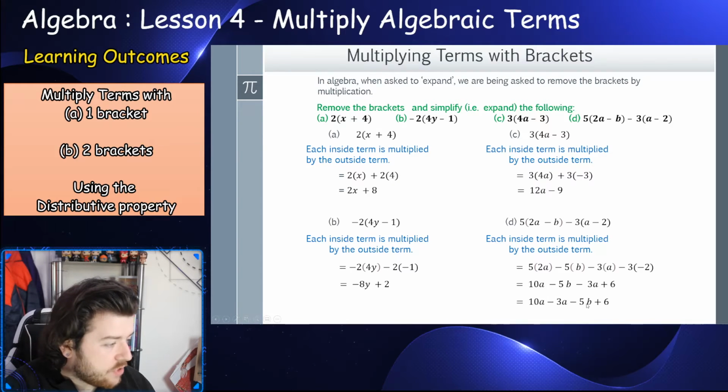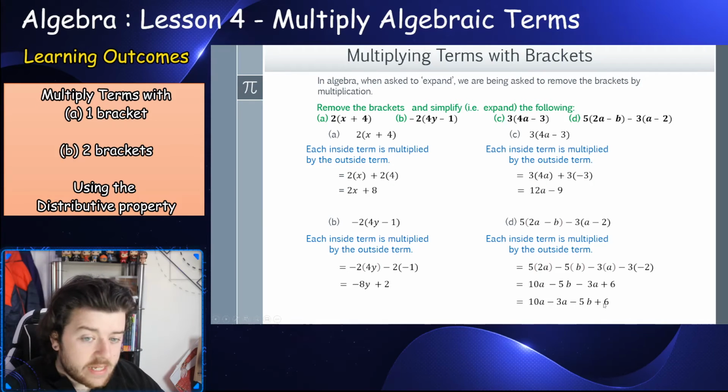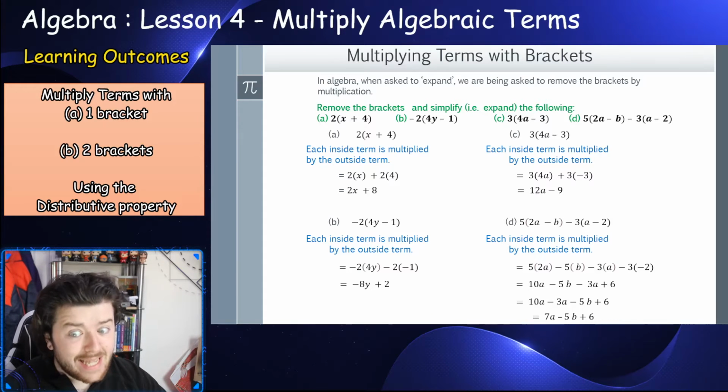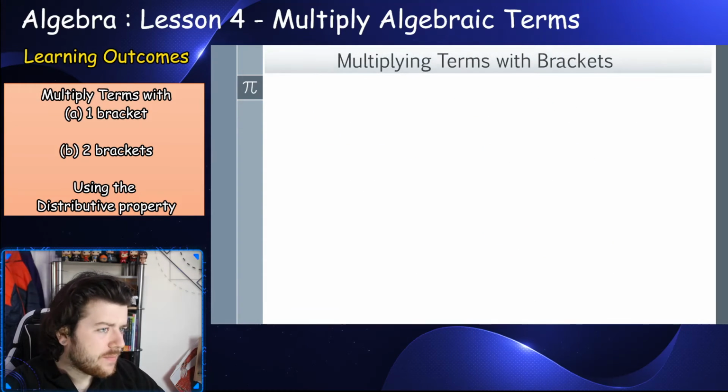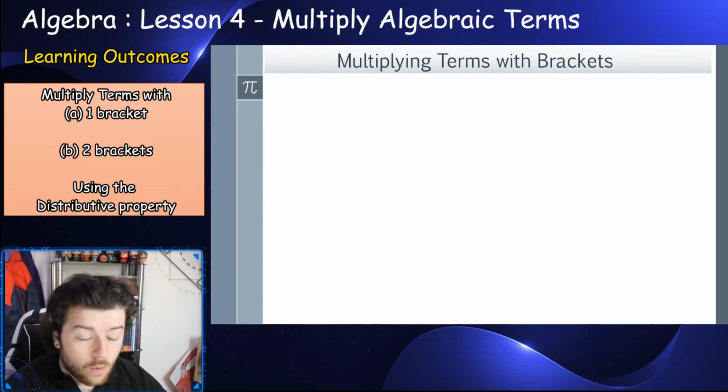So I have my a's next to each other, and then my b here on its own, and my 6 here on its own. So 10a minus 3a, so remember, I just subtract the coefficient, so 10 minus 3 is 7a. And I don't have any other b's, so I leave it as minus 5b, and I don't have any other numbers, so I leave it as 6. Okay, so that's multiplying with one bracket.